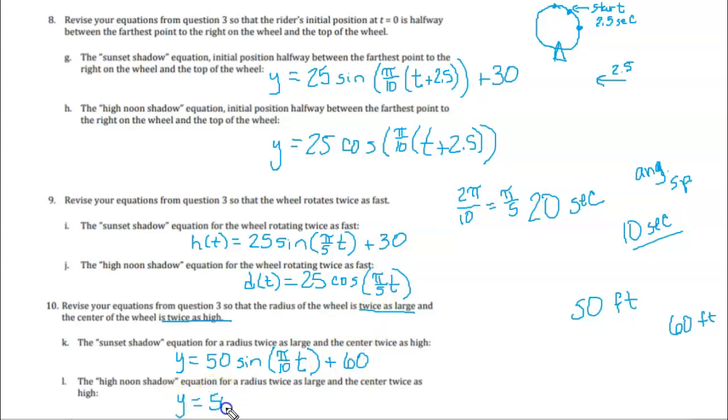For our cosine, we changed our radius, and it's going to be 50 cosine of pi over 10 t. But it's still left and right from the center at 0, so we don't have a center at 60. Its center is still at 0, so we don't have to add anything to it here.